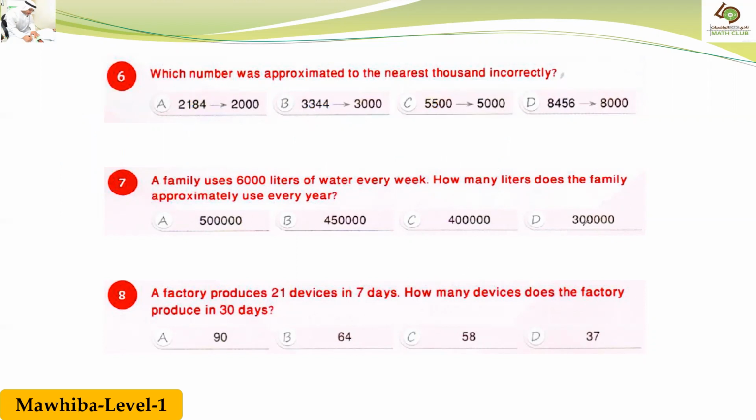Now number 7. Muhammad Al-Fardan, are you here? Yes. Please read number 7. A family uses 6,000 liters of water every week. How many liters does the family approximately use every year? Yes, approximately, every year. So what will I do here?